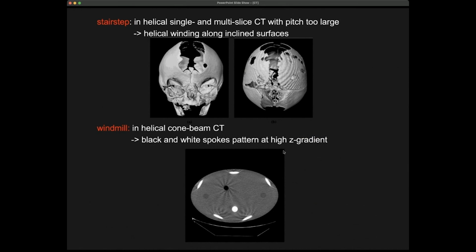And here you see an example. You need to know that these are artifacts, because here, for example, you see a reconstruction of a skull, and it looks like the skull has these rings on it. Obviously, this is not true. This is not the anatomy. This is an artifact caused by the acquisition, and especially these streaks. So these are artifacts that we really have to know about when we interpret the image.